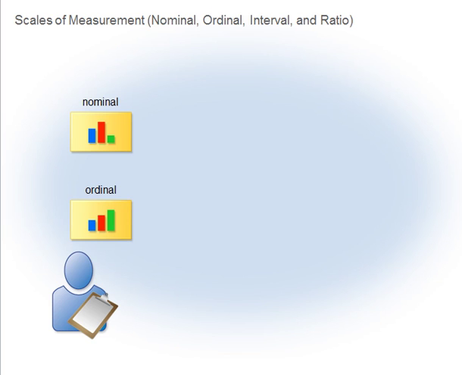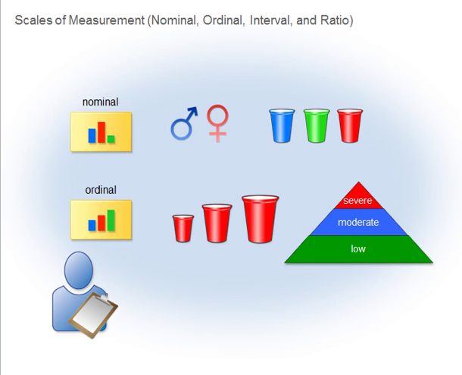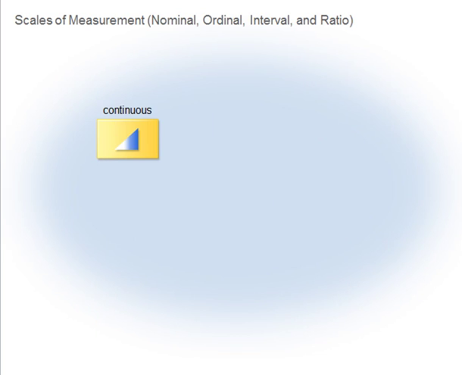The nominal scale enables you to categorize or label variables, such as gender or beverage type, where there is no ordering to the levels of those variables. The ordinal scale indicates categories that can be ordered in a meaningful way, as in size of beverage or severity of disease. There are two scales of measurement for continuous variables, interval and ratio.